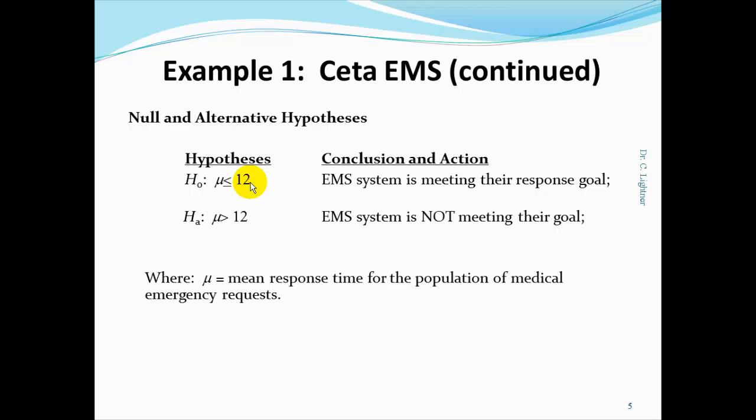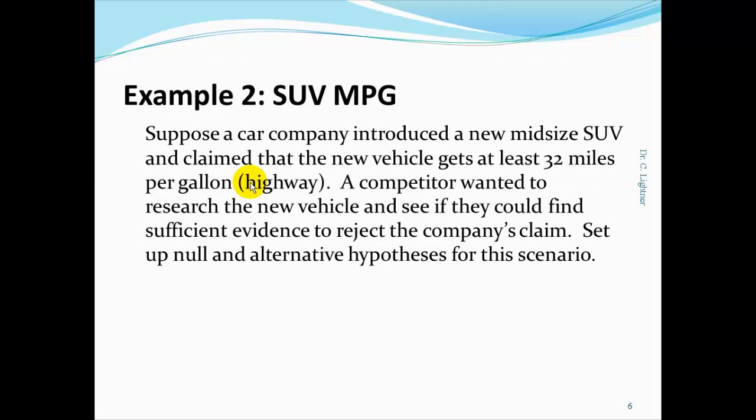Example 2. Suppose a car company introduced a new midsize SUV and claimed that the new vehicle gets at least 32 miles per gallon on the highway. A competitor wanted to research the new vehicle and see if they can find sufficient evidence to reject the company's claim. We want to set up the appropriate hypotheses for this scenario. For this case, we are trying to find evidence to reject a claim.